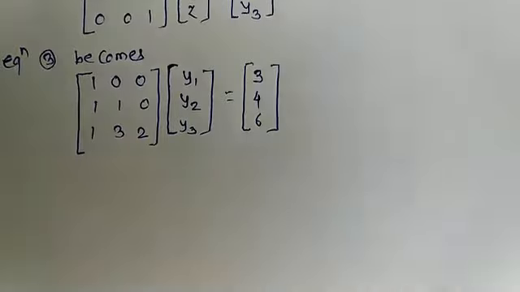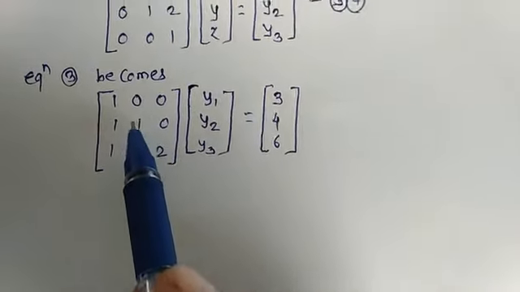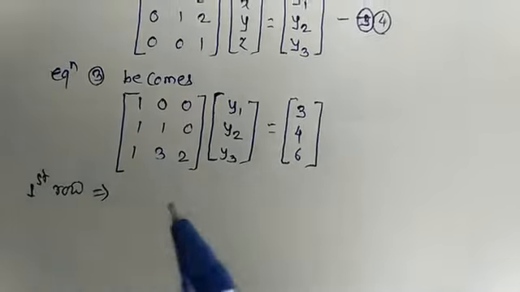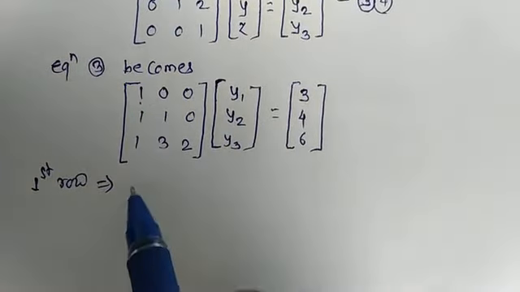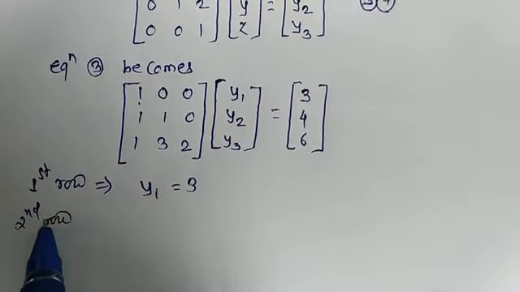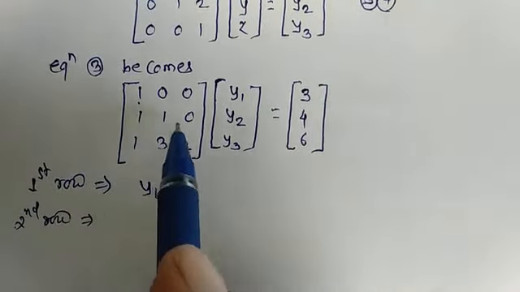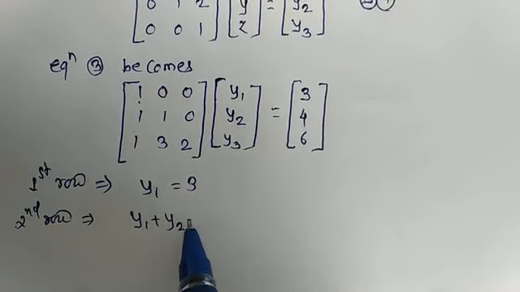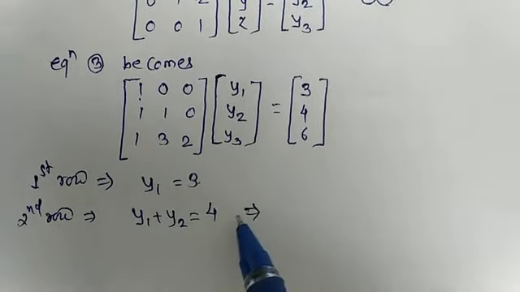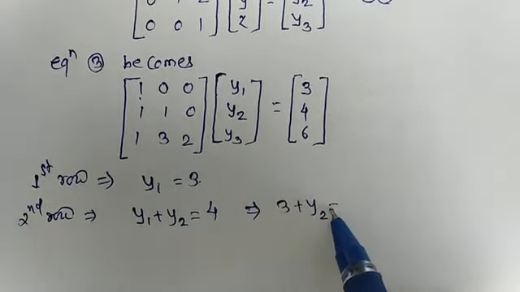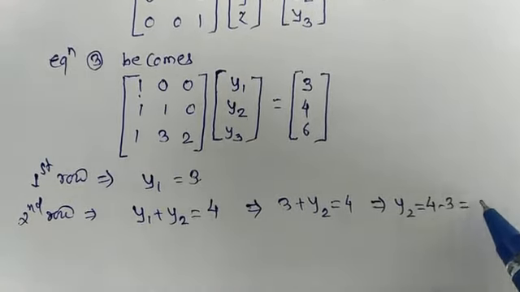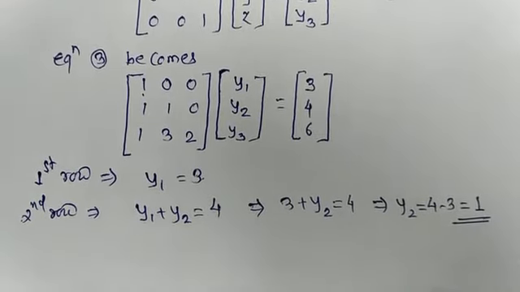Now here it is a triangular matrix. From the first row, the variable is y1, so it can be written as y1 is equal to 3. From the second row it can be written as y1 plus y2 is equal to 4. As y1 is equal to 3, it implies that 3 plus y2 is equal to 4, which implies that y2 is equal to 4 minus 3, which is 1. So our y2 is 1.